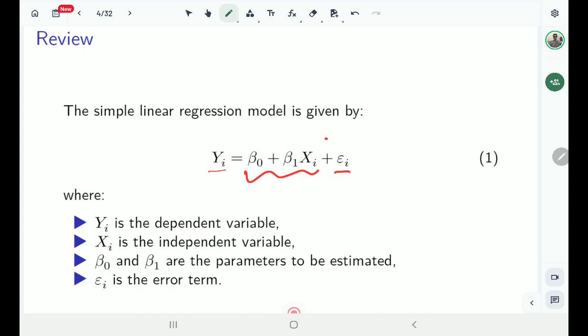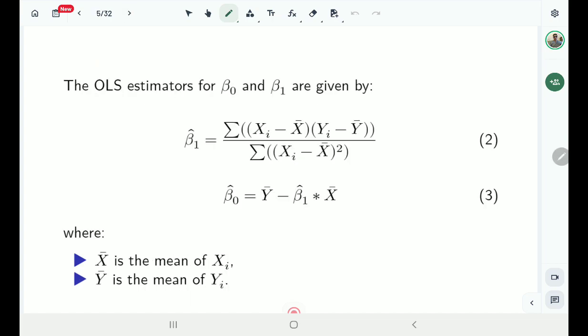Beta 0 and beta 1 are parameters, population parameters, and we need to estimate those parameters consistently using the data at hand. So how do we derive the OLS estimators? Obviously, we are minimizing the sum of squared residuals, and as a result of this minimization problem, we get a very well-defined formula for beta 1 and beta 0.